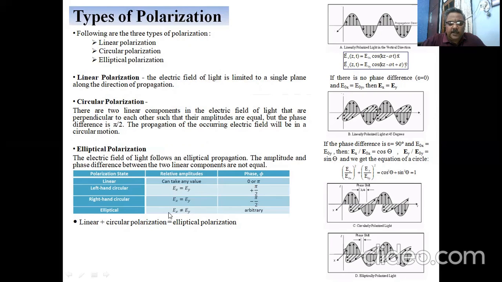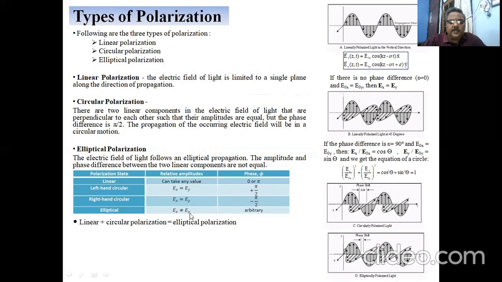Now let's come to the third case. One more thing: there are two chances. If it is plus pi by 2, then it is left circular. And if it is minus pi by 2, it will be right circular. That means the direction of the rotation. This will be clarified when you see the next figure on the next slide.